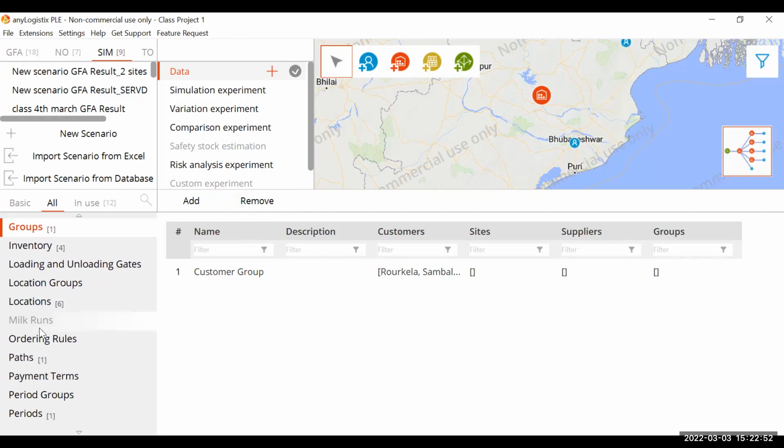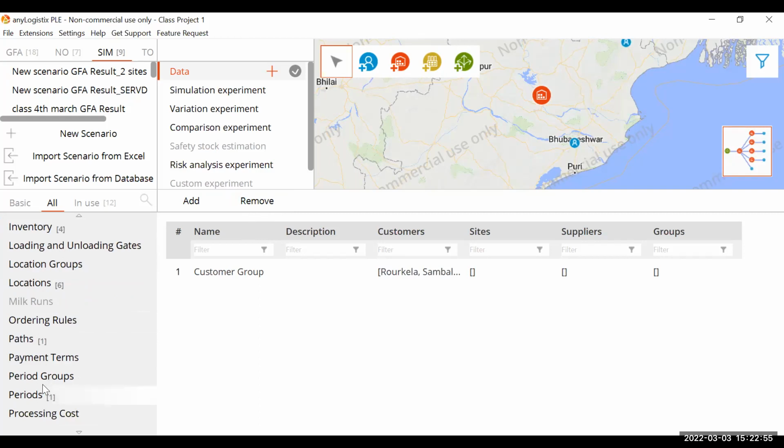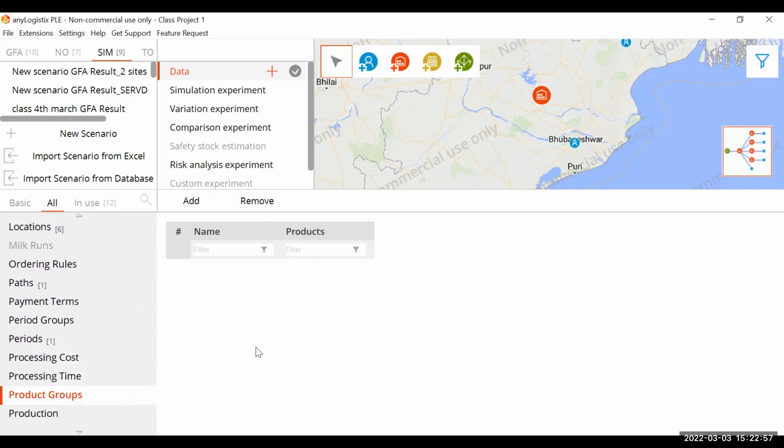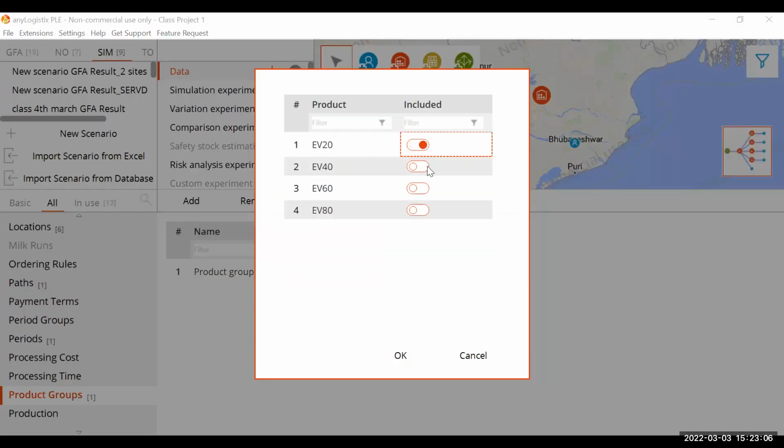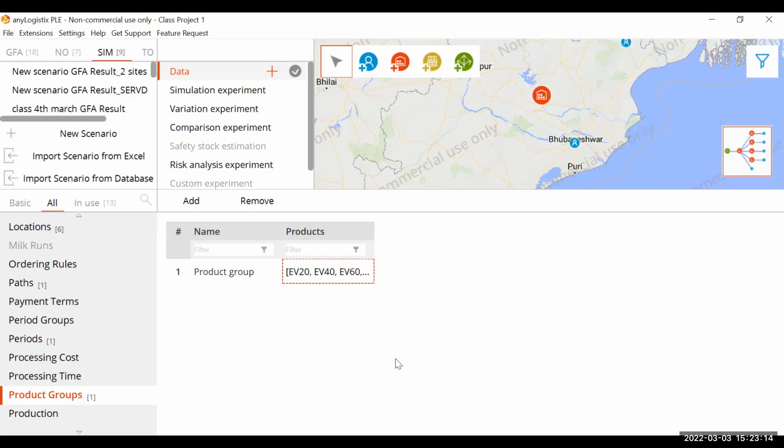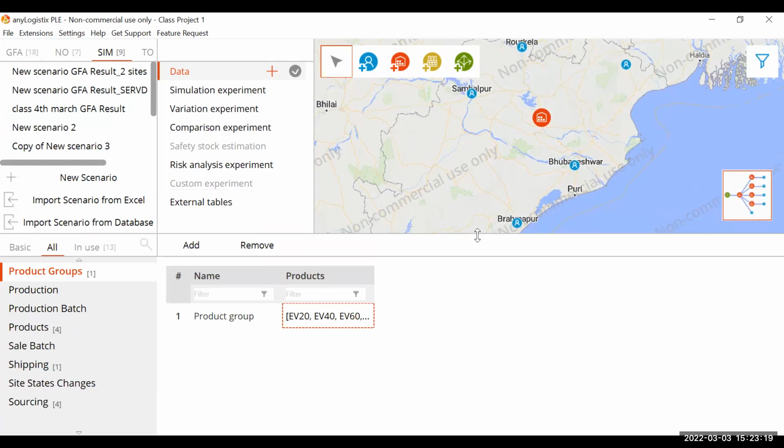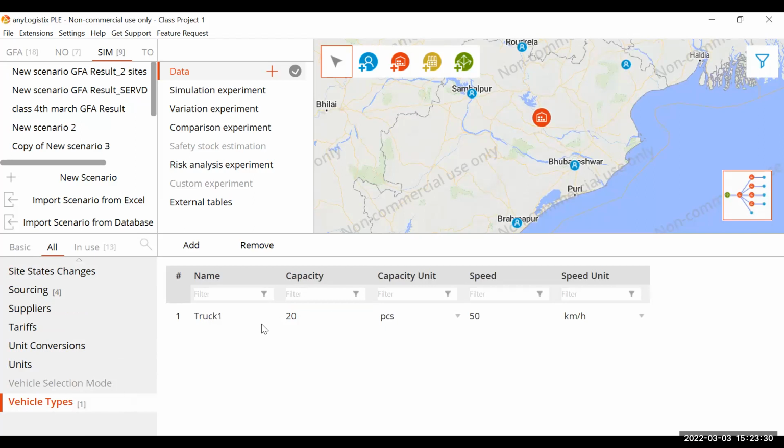There is something called product group also. Where is this? So I can create a product group also, right? I'll go here and add the product group products: EP20, EP40, EP60, EP80. Why are we doing this? Sometimes, rather than adding all the parameters for individual customers or individual products, if everything is the same for all those four customers or four distribution centers, we can add the parameter for the product group rather than for individual customers. I'll show that.